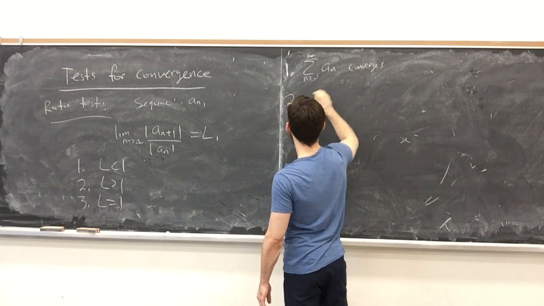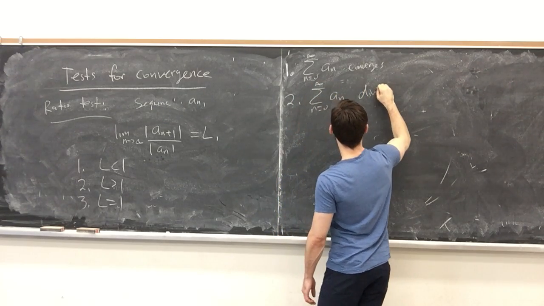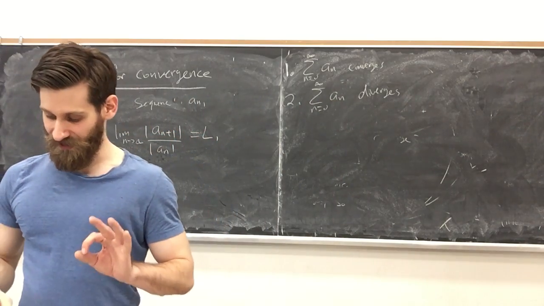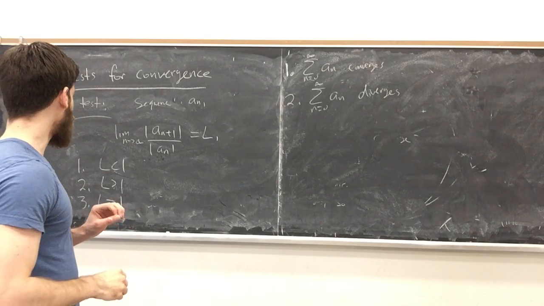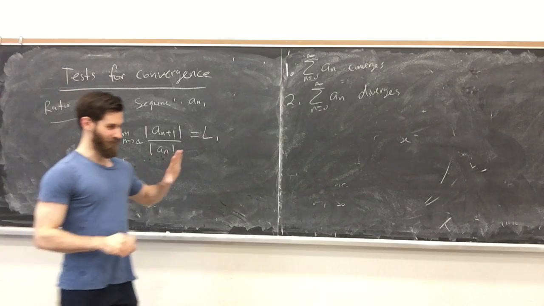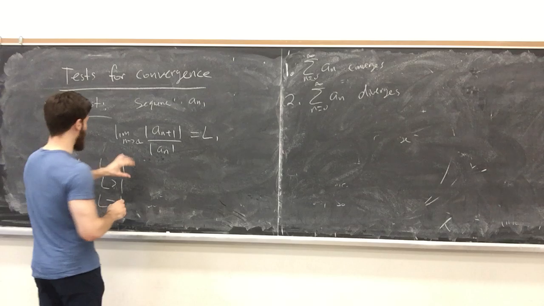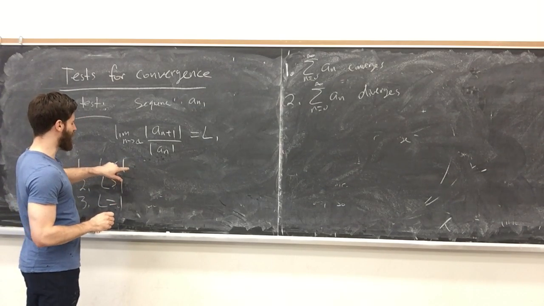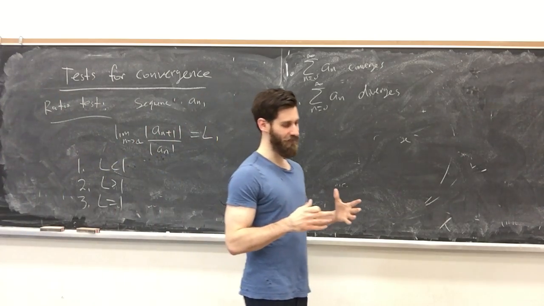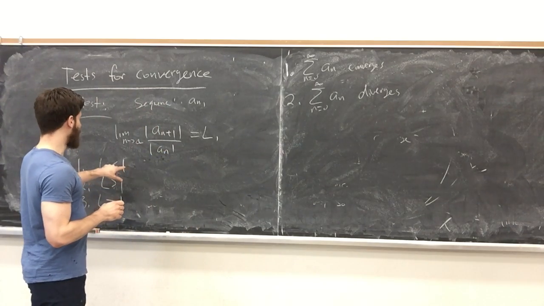Now in case 2, the ratio test tells us that the infinite sum diverges. Let me pause here for a moment and mention something. If you ever forget which one is which, you can think about it and figure it out. There are two possibilities: L is less than 1, or L is bigger than 1. If you remember that one of them implies convergence and one of them doesn't, then just think about it logically.